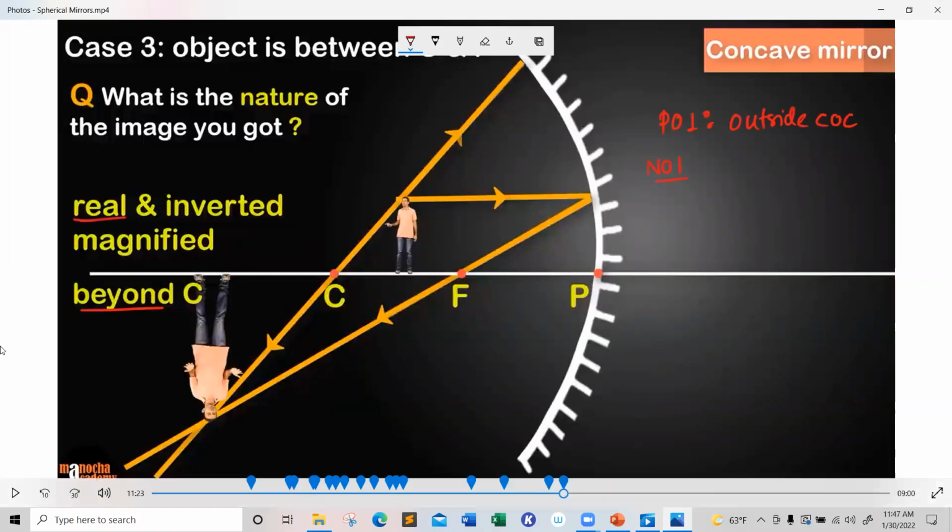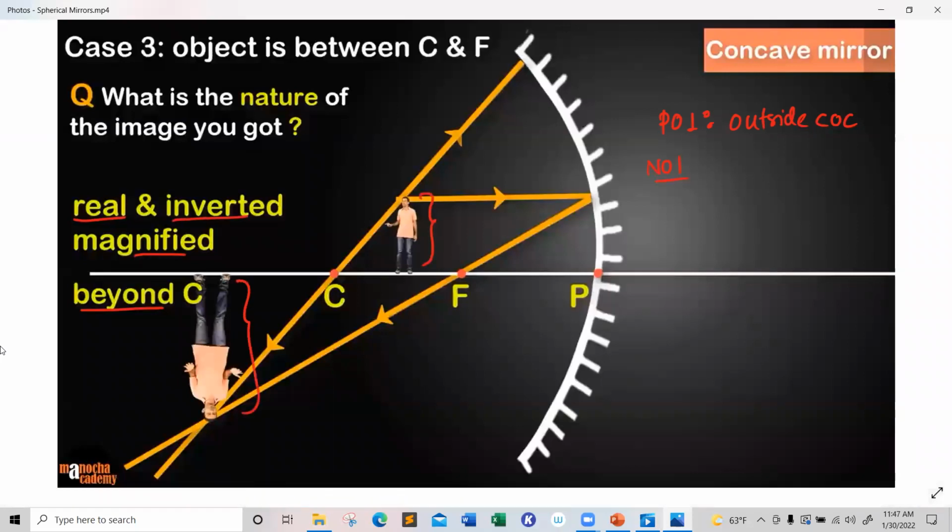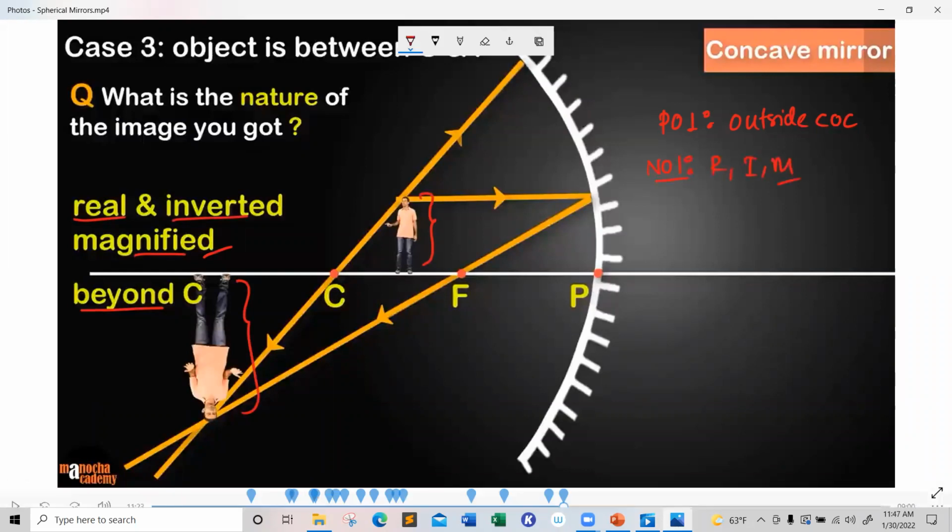Yes, we can see the light rays are meeting on their own. We do not have to extend them backward. And it is inverted because the person is upside down. And it is magnified because he is smaller in size, but his image is much greater. So this is magnified, okay? So this is the nature of image: real, inverted, magnified, okay?